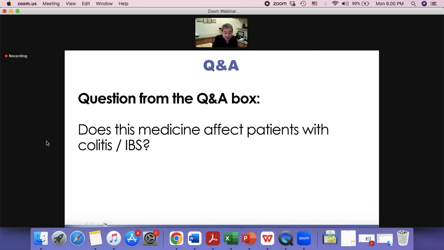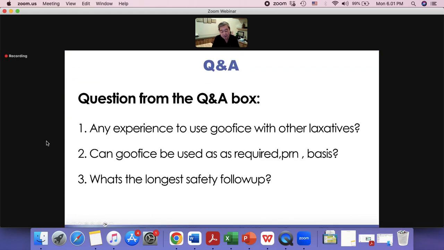Okay, let's move on to the next question, which is from Dr. Desmond Y. Can we show the question on the screen? Dr. Y is asking, any experience using Gufis with other laxatives? So that has been partially answered. Can Gufis be used on a required basis? That means you use it on demand rather than on a continual basis. And what is the longest safety follow-up data?